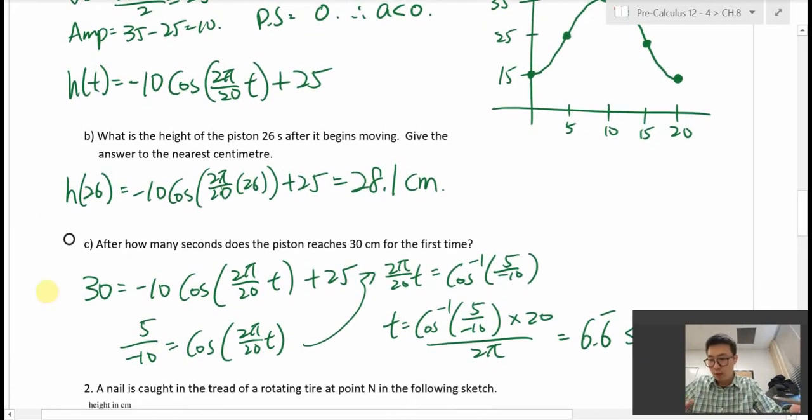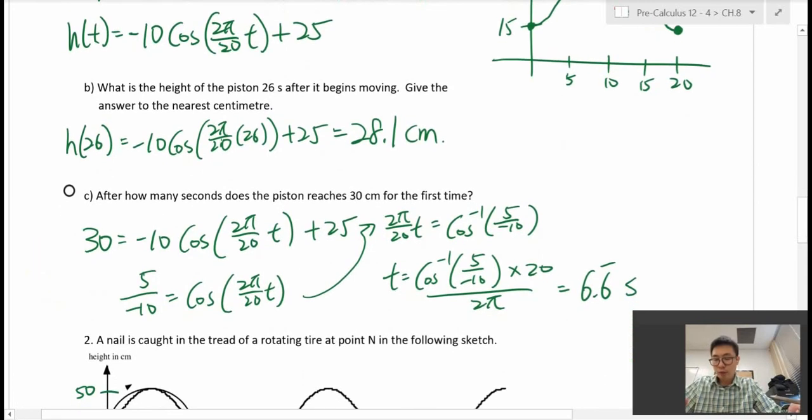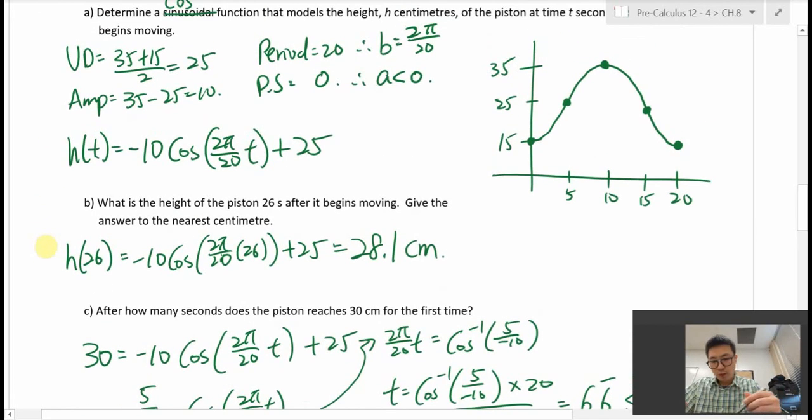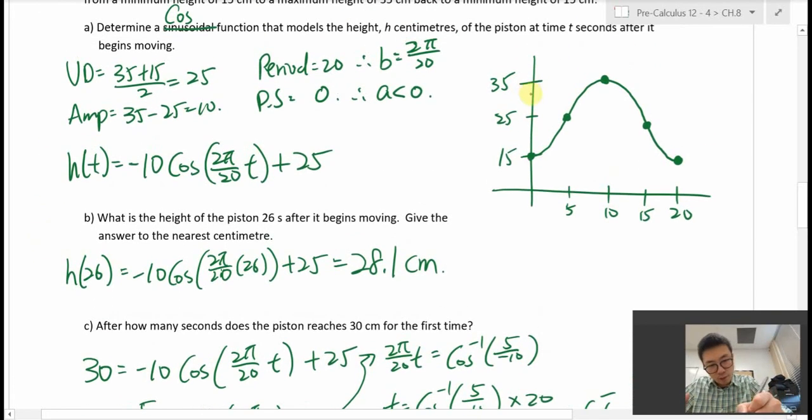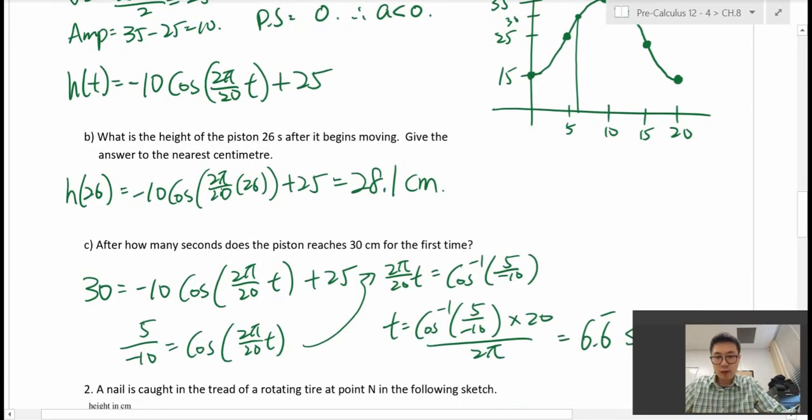Hopefully that's what we got. Part C, you simply put 30 into h of t, and then you can solve accordingly. And again, if you just do it step by step, you should get 6.6 seconds. You should always compare this with the graph. We're looking for when it reaches 30 centimeters for the first time. So 30 is here, and this is right here. So that looks like 6.6 seconds. That looks fine to me. So I know that answer is no problem.